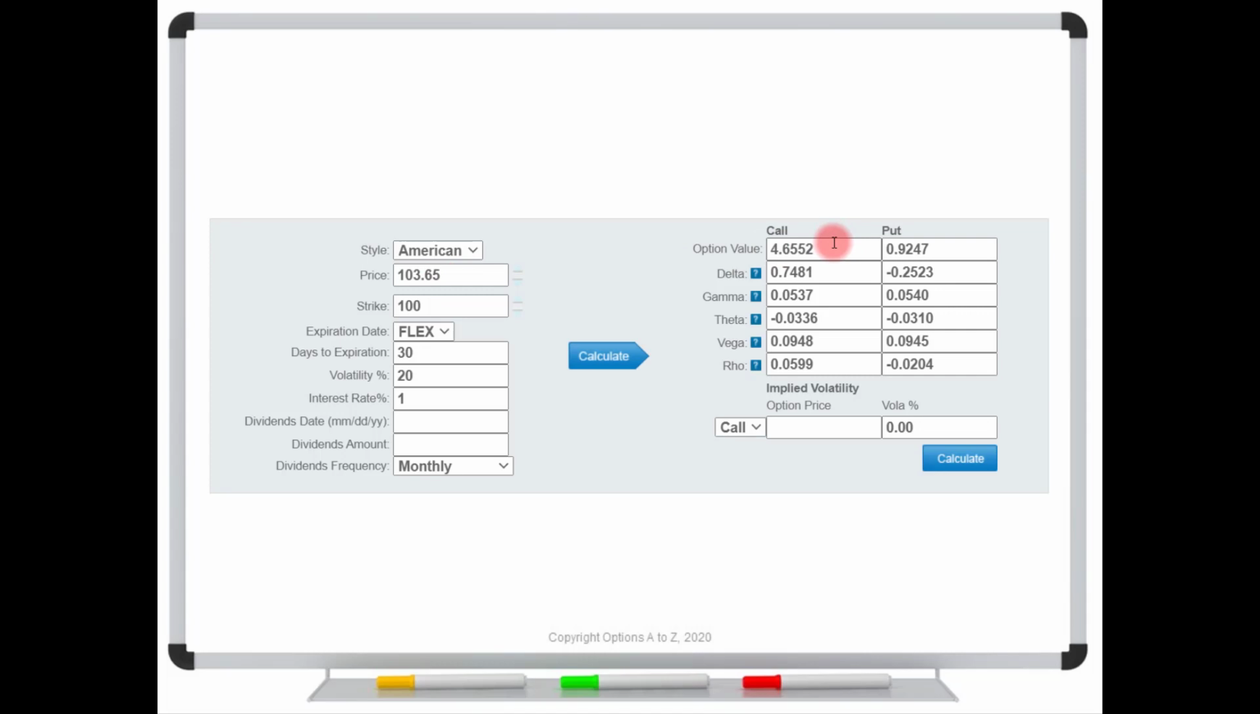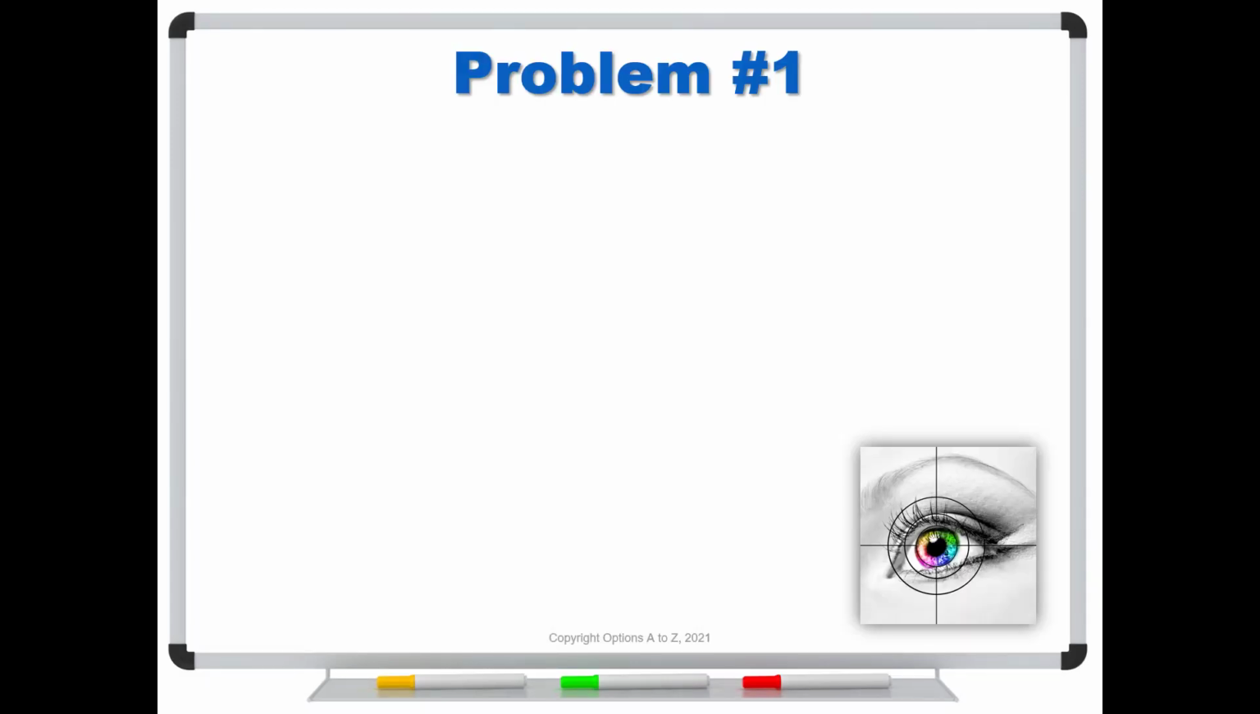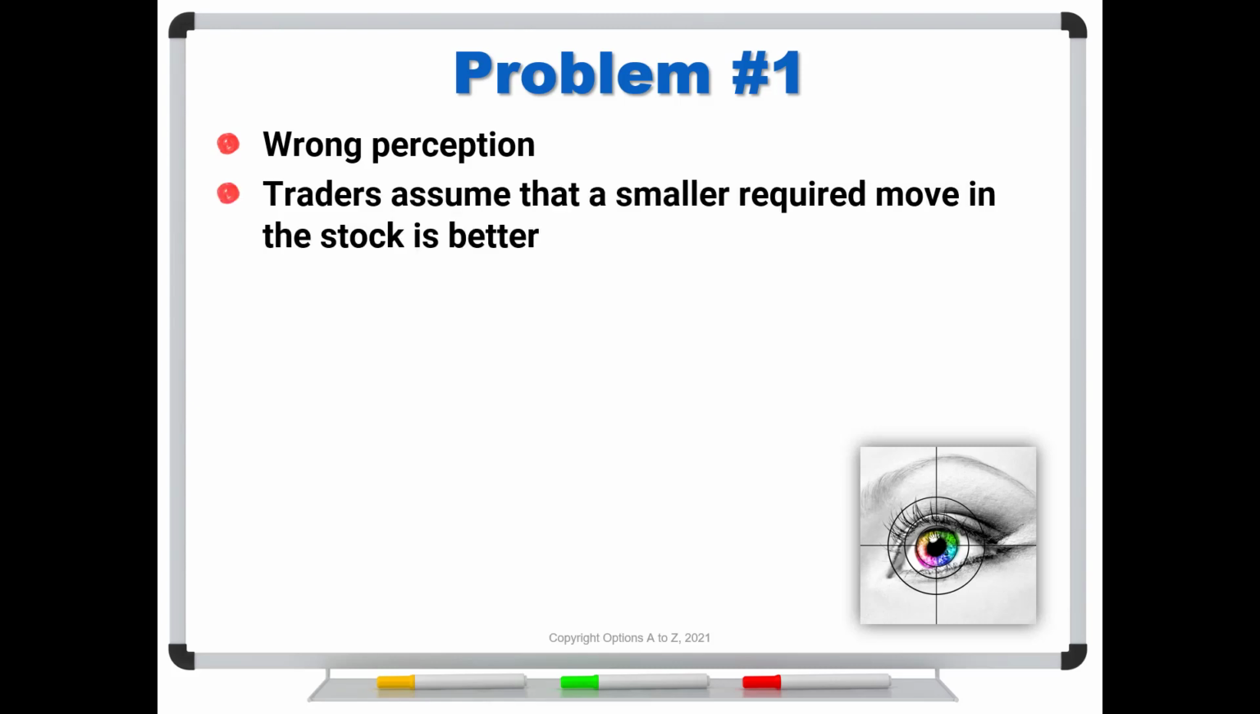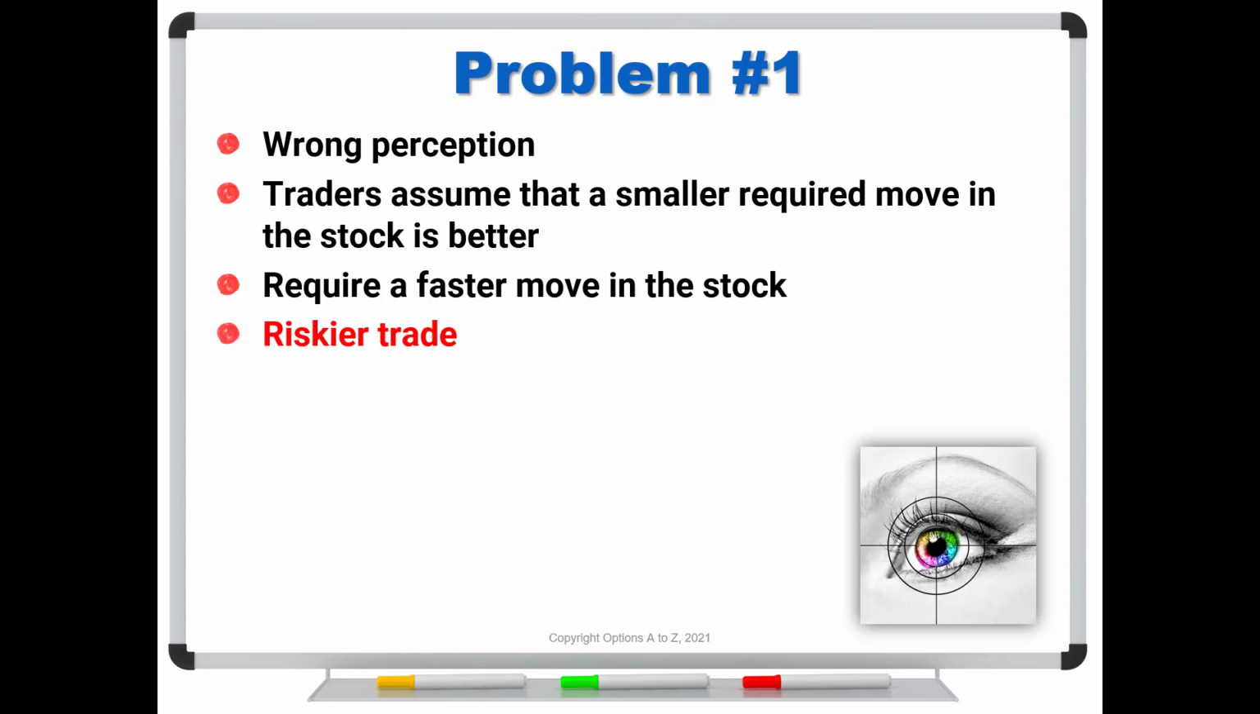So what are the problems with it? Well, problem number one is a big one, and it simply gives traders the wrong perception. When traders hear about the percent to double, they assume that a smaller required move in the stock is better. That would be true with all things being equal, but it just isn't. If you have a smaller percent to double, it's going to require a faster move in the stock, and it's quite simply just a riskier trade.